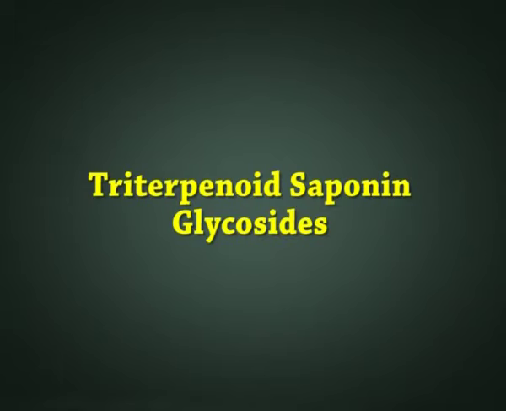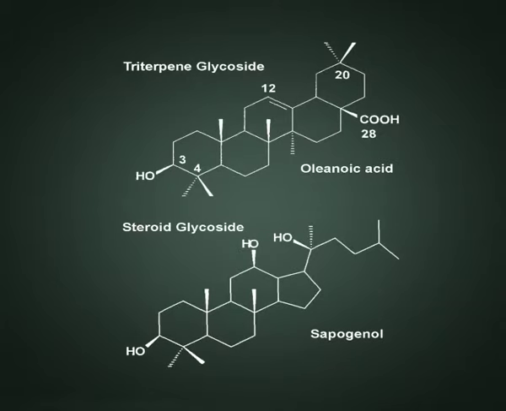So let's now discuss the difference between these two types of glycosides and also evaluate if this difference in the chemical structure affects their pharmacological activity. Let's start first with the triterpenoid saponin glycoside. These groups contain a pentacyclic nucleus with 30 carbon atoms linked to a sugar moiety at the C3 carbon atom.